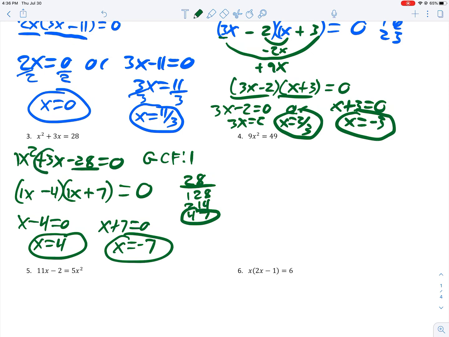There are my two solutions. Again, I use 4 and 7 because when they multiply to give me 28, I can add to give me 3x. So you need factors of 28 that you can add together to get positive 3. So that would be 4 and 7.